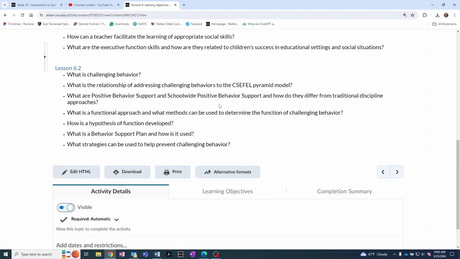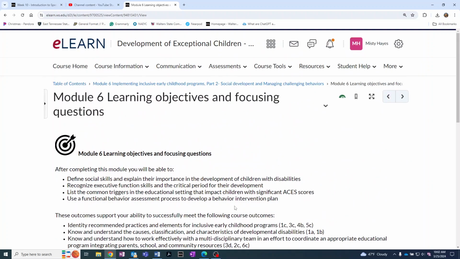Looking at those models. What is a functional approach, right? So we're looking at that. And what kind of methods are used to determine the function of challenging behavior? With that being said, we should be able to develop a hypothesis of function of that behavior. That helps us put together a support plan. So, what is a behavior support plan and how is it used? And then, what kind of strategies can we implement to help prevent those challenging behaviors? So, those are really our guiding questions and objectives for Module 6.